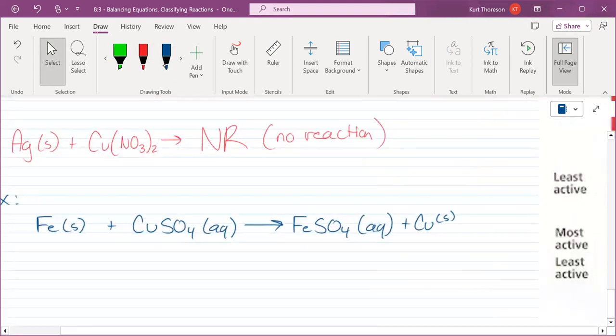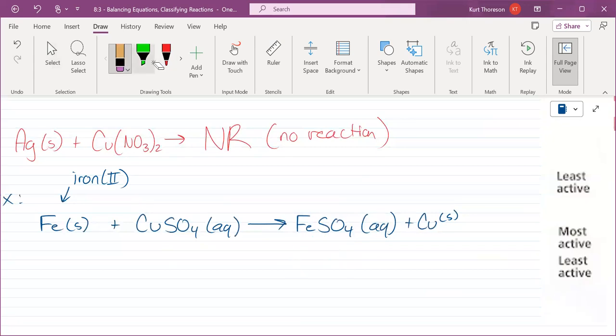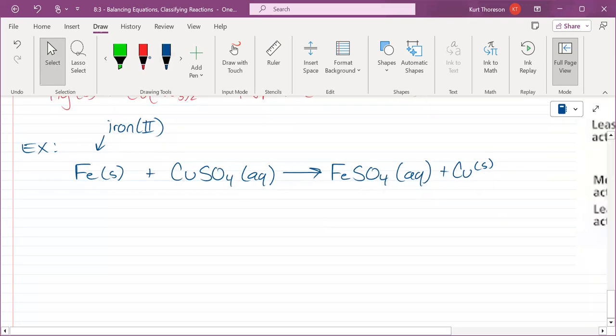Now, there are two different types of iron. I should have indicated that that is going to be iron 2, so it could have a positive 2 charge. Sulfate has a negative 2 charge. Iron has a positive 2 charge. That looks like it all balances out. Okay, let's go to the next one.